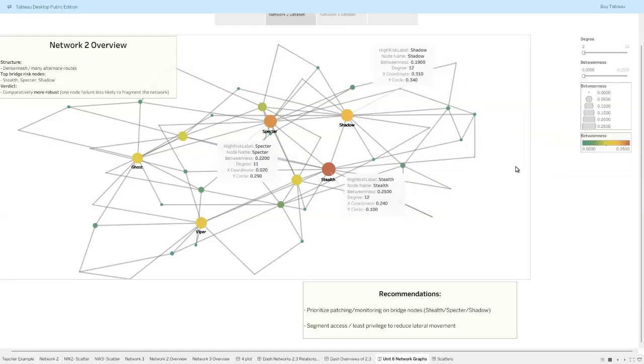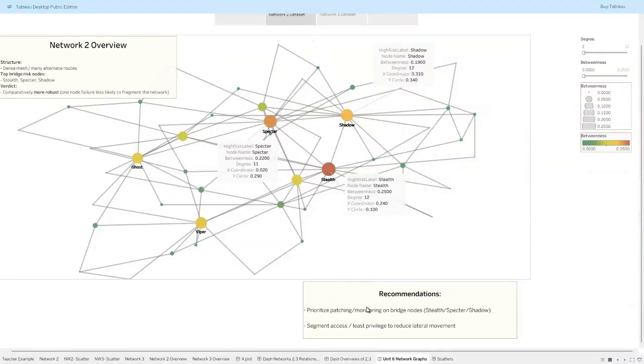Because they sit on many shortest paths, if malware reaches one of these nodes, it can move through the network more efficiently. Even with those risks, Network 2 is comparatively robust. Since there are multiple routes, if one node goes down, the network is less likely to break into isolated pieces. Messages can often take alternate paths.